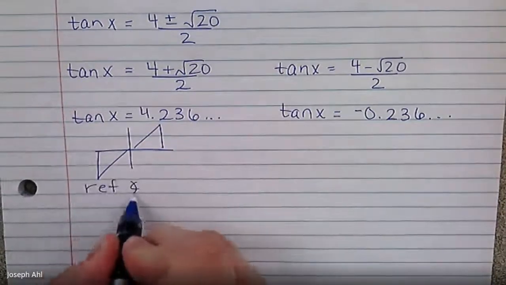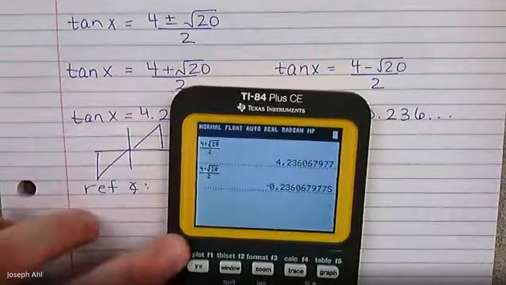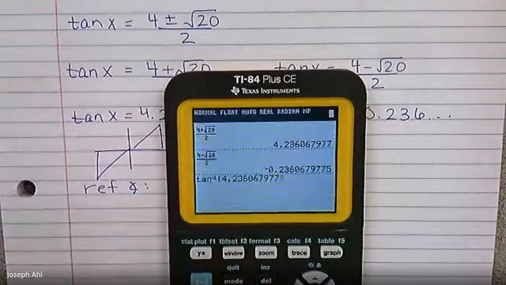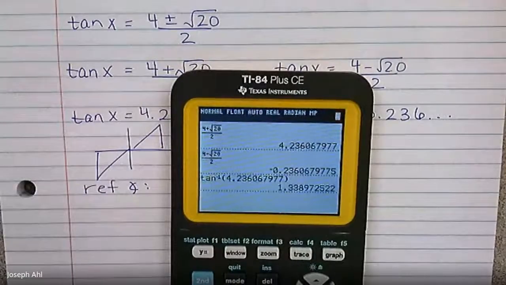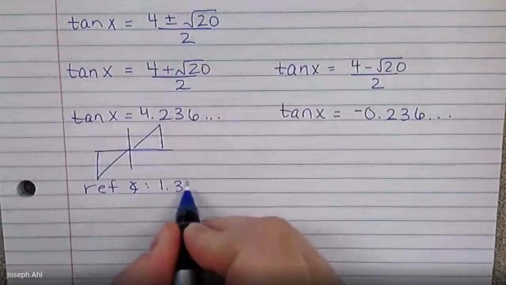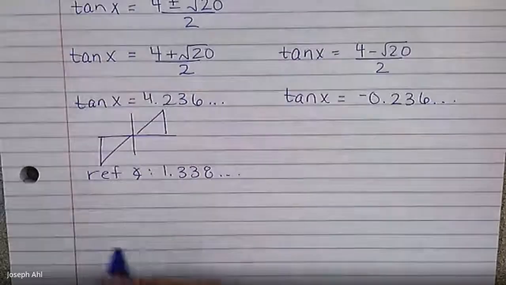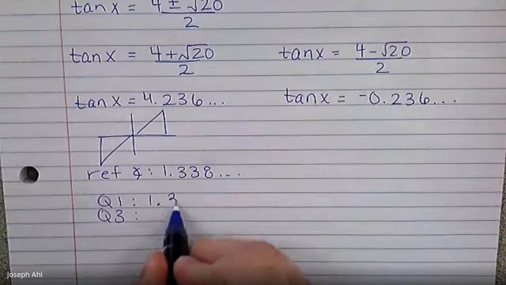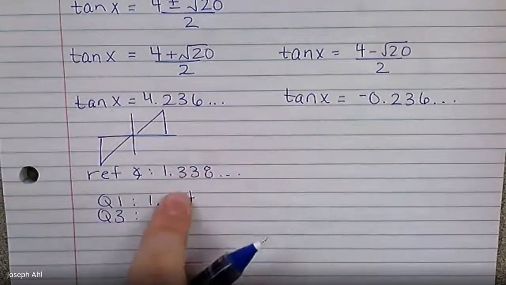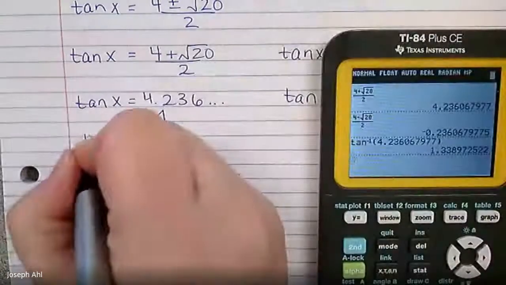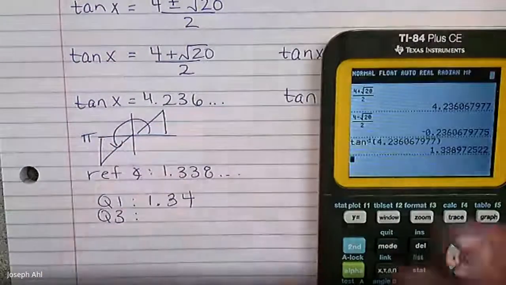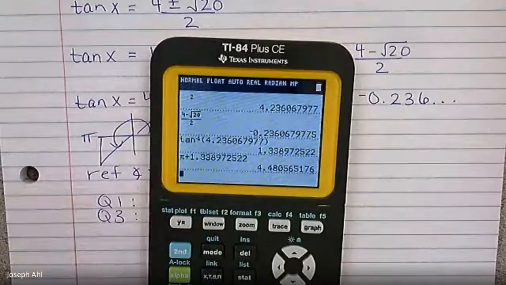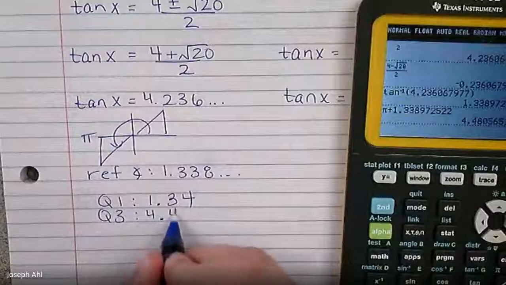Let's figure out the reference angle. The reference angle is second tan inverse of, go back and just make sure you get the right one, the 4.23 number. The reference angle is 1.338... Okay. So we need a quadrant 1 answer, and we need a quadrant 3 answer. Quadrant 1, the answer is 1.34 to the hundredths place. Reference angle is your answer. In quadrant 3, it's pi plus the reference. Pi plus that reference angle is 4.48. So we've got 2 of the answers.